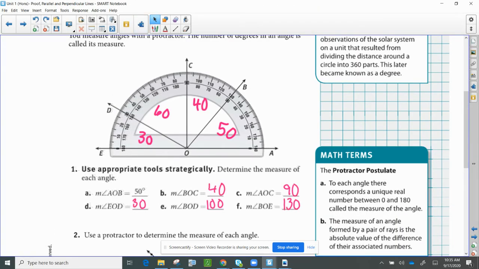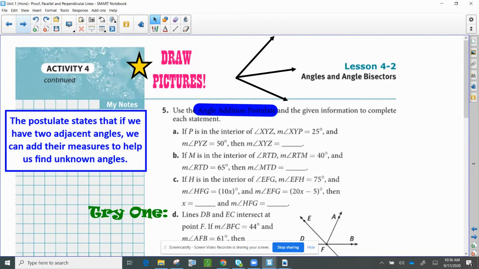Okay, so we should have gotten these measurements. You could have used the protractor and just looked at what each one was. But hopefully when you were trying to find angles like BOD, you could have used the protractor, or you could have added some of these measures together. When we're adding angles together, we're using what's called the angle addition postulate. So I'm going to jump to question 5 here, and we're going to go through it.